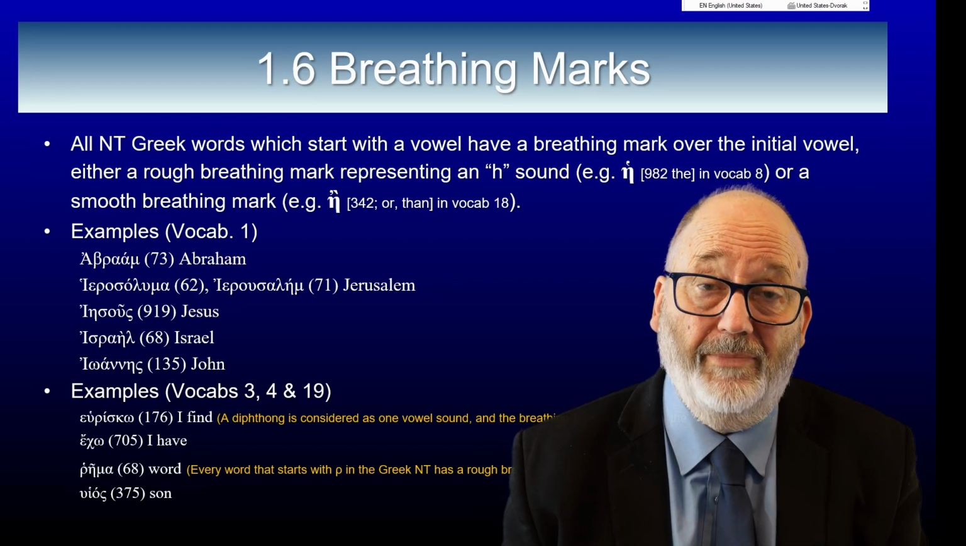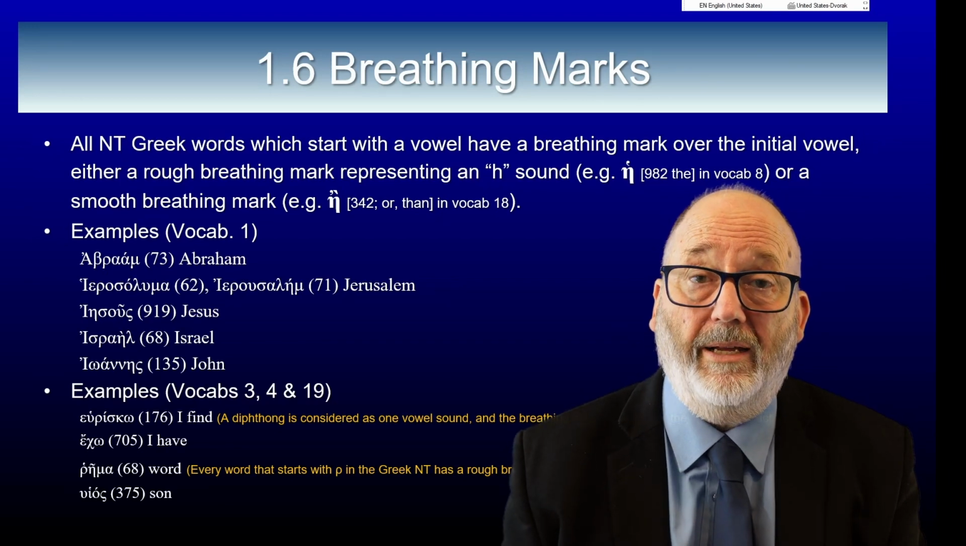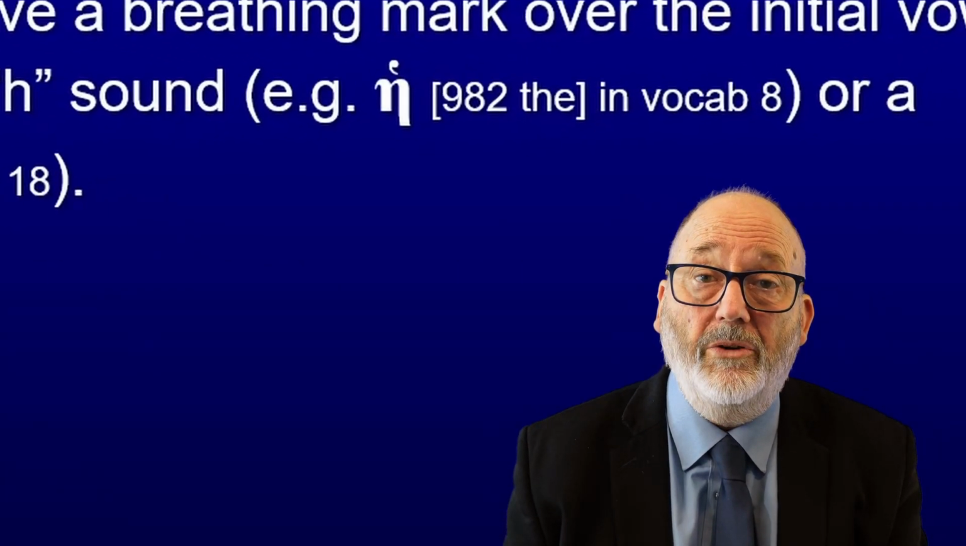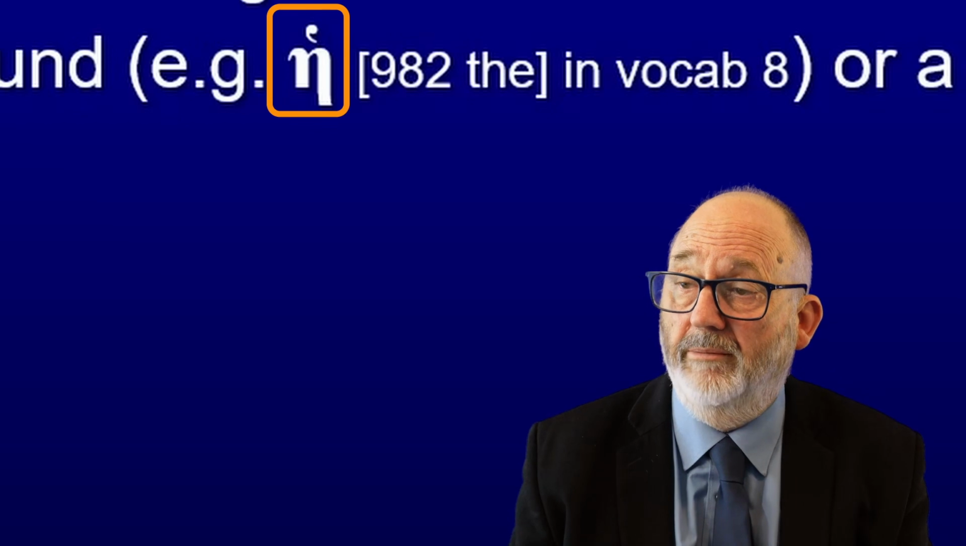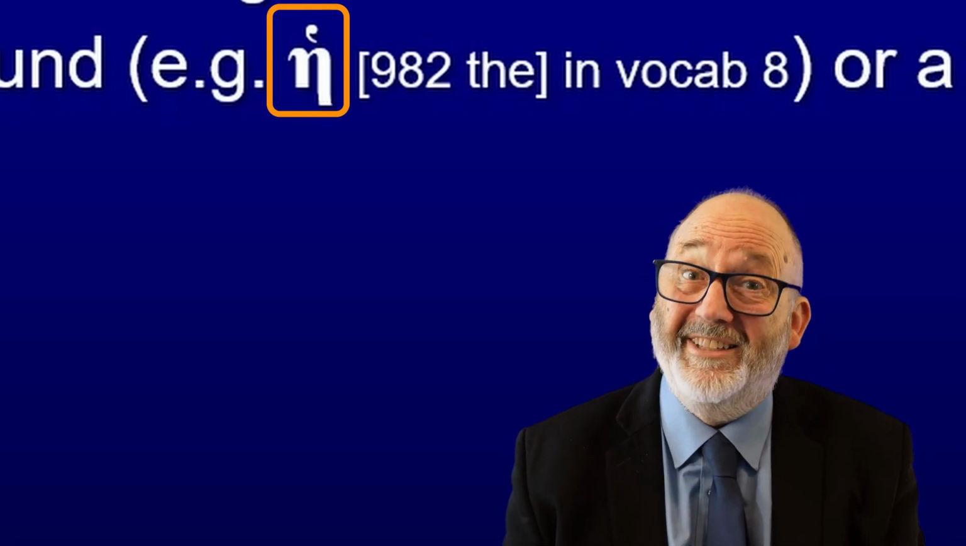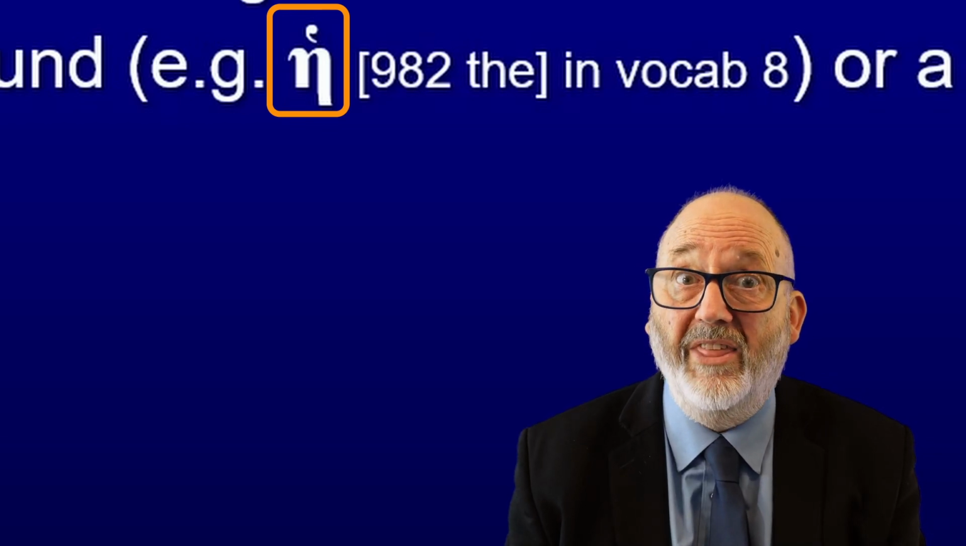Breathing marks are quite important. Here is an interesting fact and an important fact. Every Greek word in the New Testament that begins with a vowel has a breathing mark. They come in two varieties. We have a rough breathing mark and a smooth breathing mark. A rough breathing mark you can see illustrated with the breathing mark over the letter eta. In fact, that is found just like that 982 times in the New Testament, and it means the.